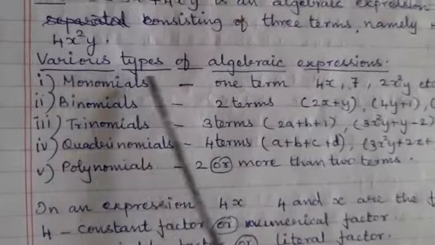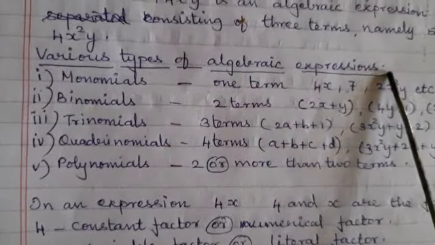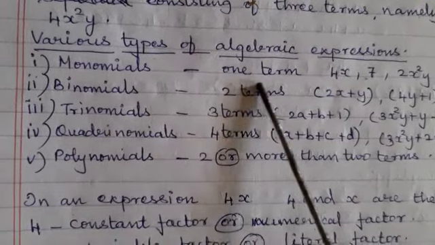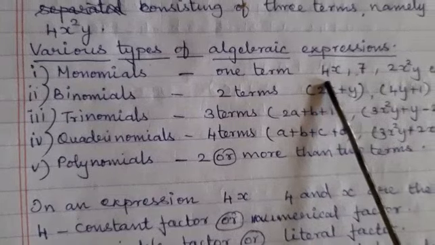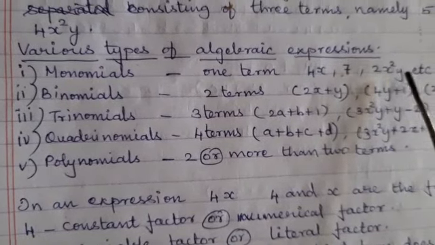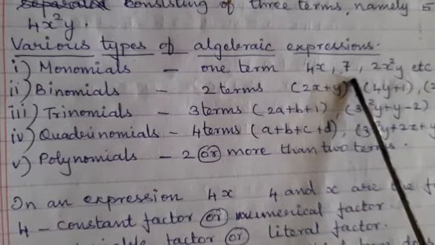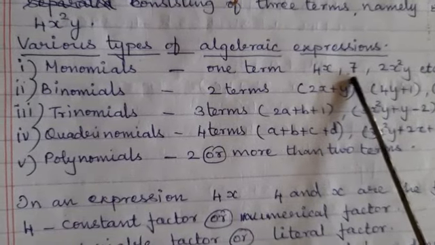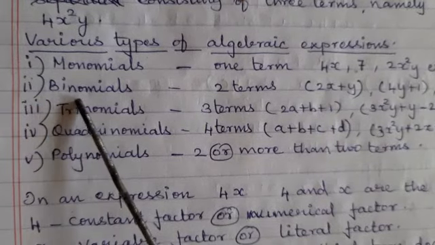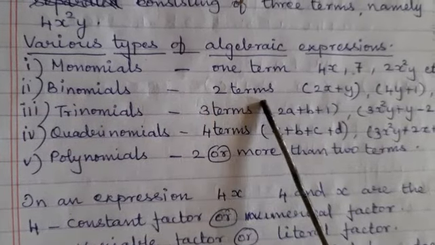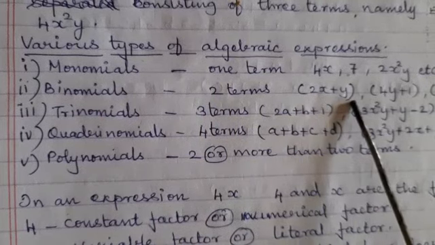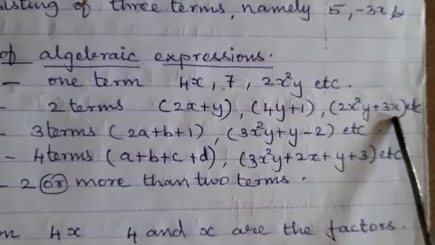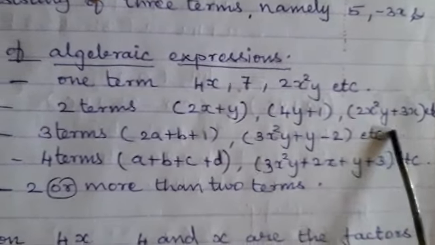Now, various types of algebraic expressions. First one is monomials. A monomial contains only one term. Examples: 4x, 7, 2x squared y, etc. 7 is a constant, and this expression contains only one term, so this is also a monomial. Next, number 2, binomials. It contains two terms. Examples: 2x plus y, 4y plus 1, 2x squared y plus 3x, etc. You can give any examples.